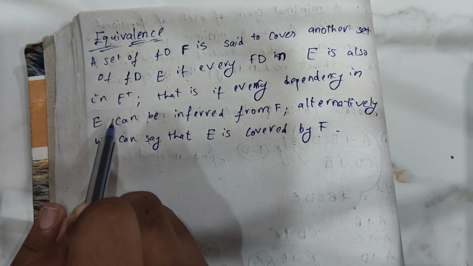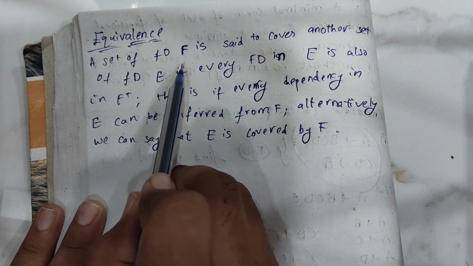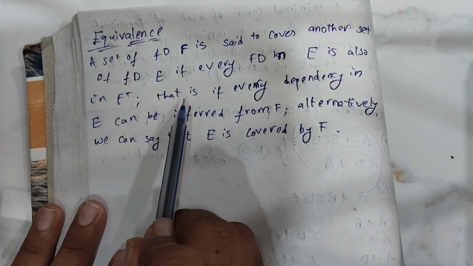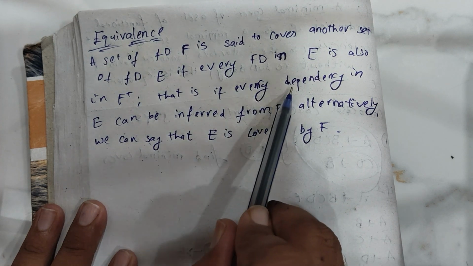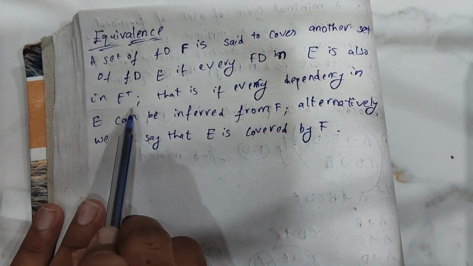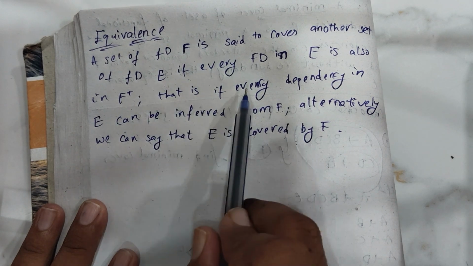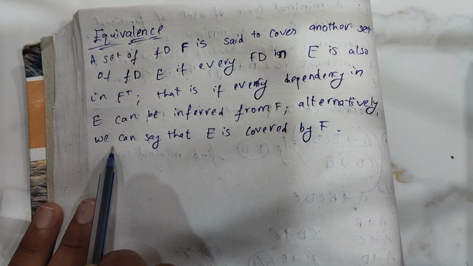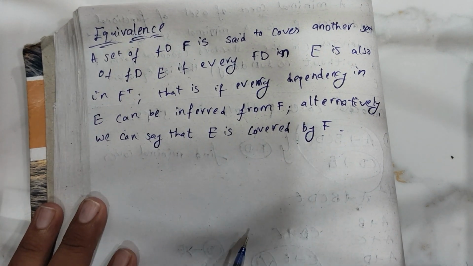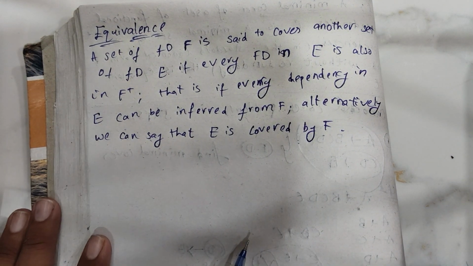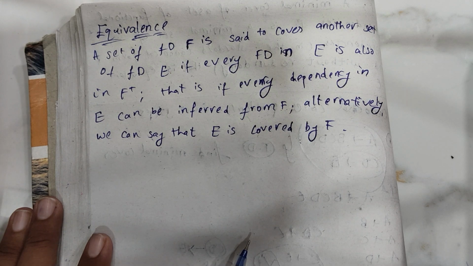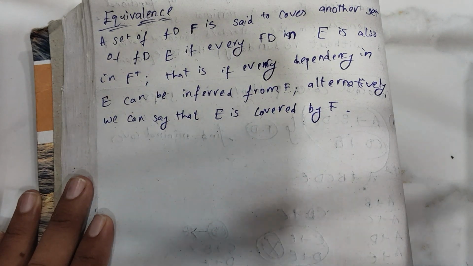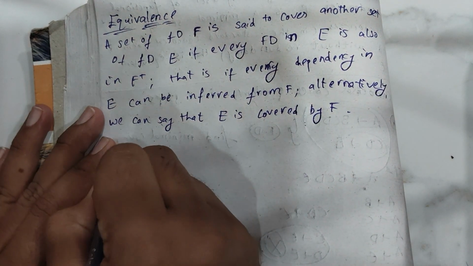So first of all, going into the definition, a set of functional dependencies F is said to cover another set of functional dependencies E if every functional dependency in E is also in F's closure. That is, if every dependency in E can be inferred from F, alternatively we can say that E is covered by F. I know we can't get even 0.1% knowledge from this definition. We will do a question, then we can get 100% clarity.